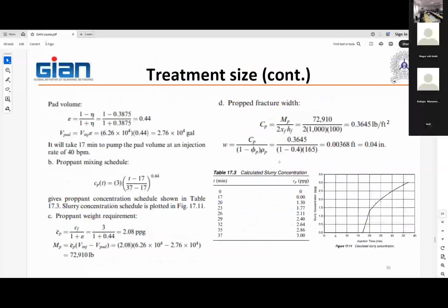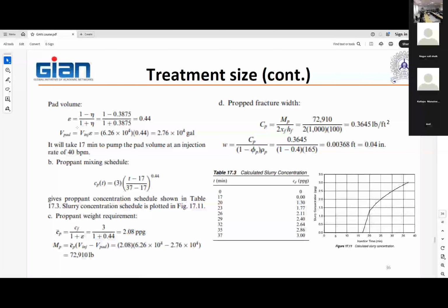Next step is calculating the pad volume. This means how much fluid are you going to pump into the fracture before you start pumping the slurry. So epsilon is the pad. Epsilon equal to 1 minus eta divided by 1 plus eta. So this is equal to 0.44. You get 0.44. So V pad equal to V injection times epsilon.